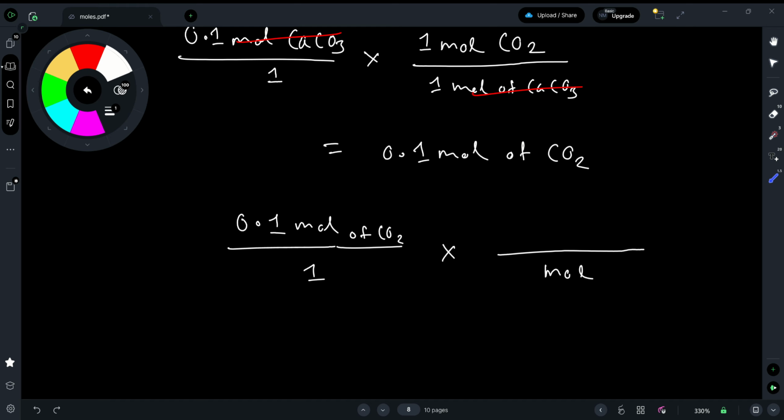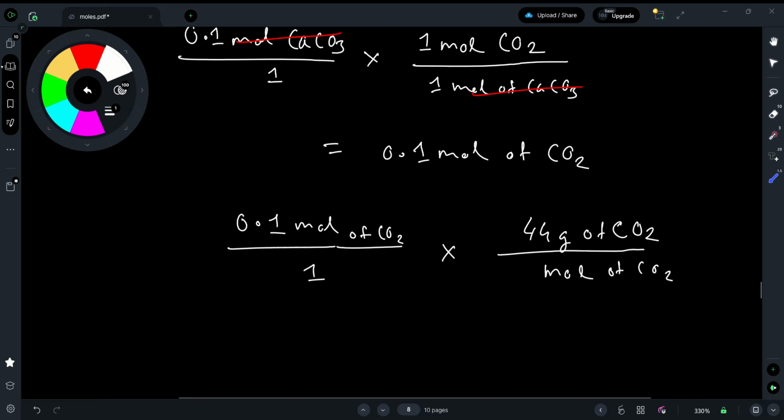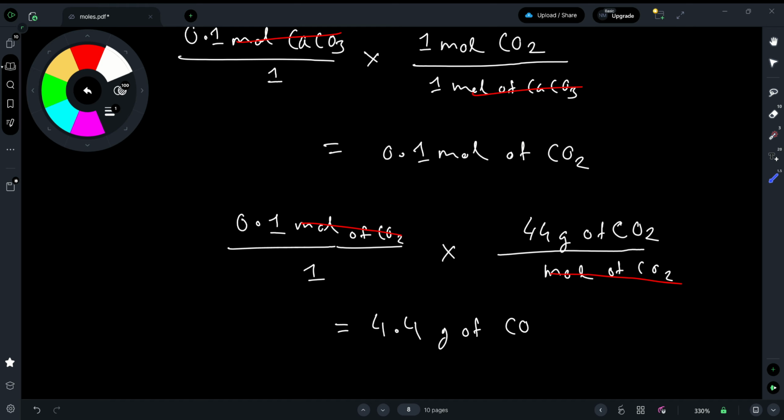So when you multiply by the Avogadro constant, you get 44 grams of CO2 per mole of CO2. Now we can cancel the mole of CO2, and you get 0.1 times 44, which is 4.4, and we see we have grams here. So 4.4 grams of CO2, and this is our answer.